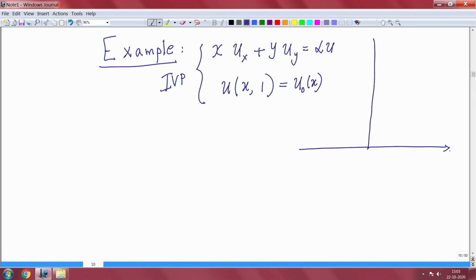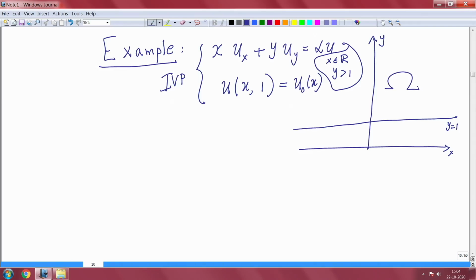This is your x variable, this is your y variable, and you are solving this problem with initial values here, with x in R, and with y greater than 1. So, the equation is in this domain, in this upper half plane. This is the domain. In the upper half, this is the y equal to 1 curve. So, you are solving in the upper part of it. This is your domain omega.